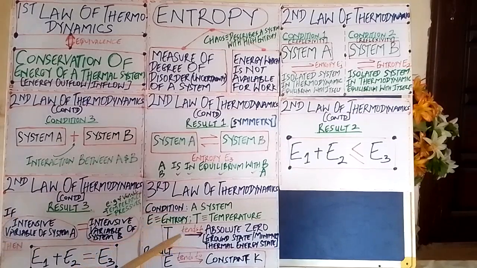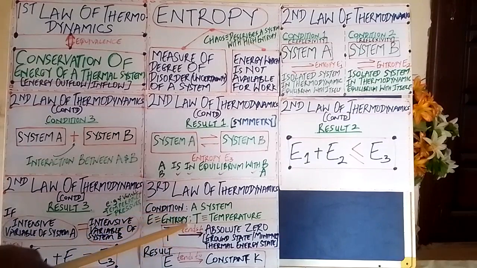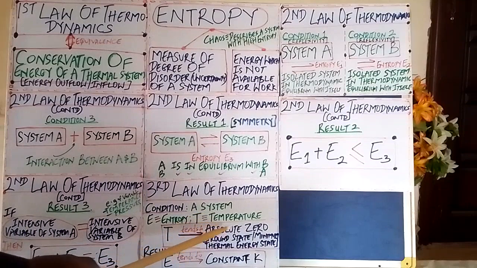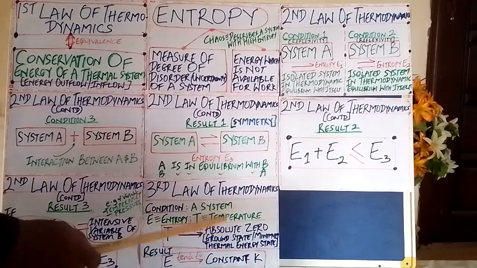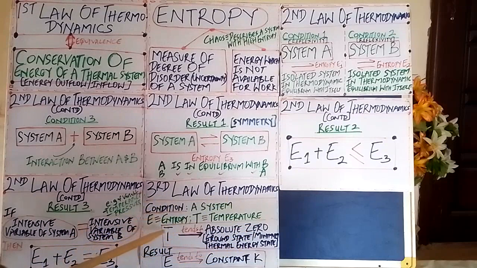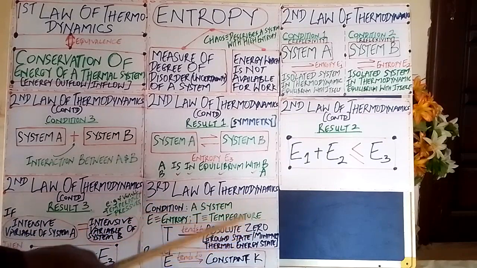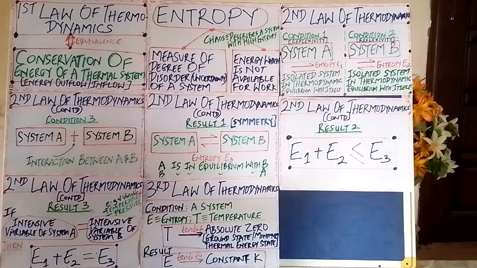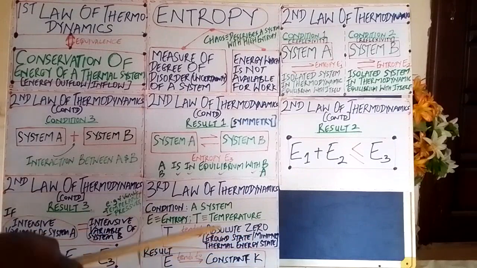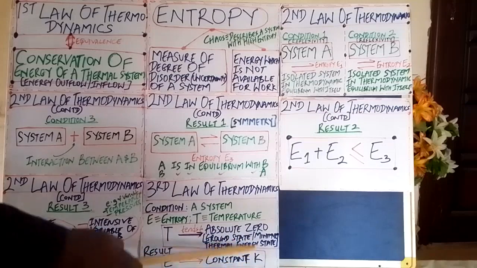So the third law says that if the temperature of that system you are considering tends towards absolute zero, and what do we mean by absolute zero? We are referring to the ground state, that is to say, the state of minimum thermal energy of that system. If the temperature tends towards that, then you can conclude safely that the entropy of that system actually tends towards a constant. That is going to be a number.